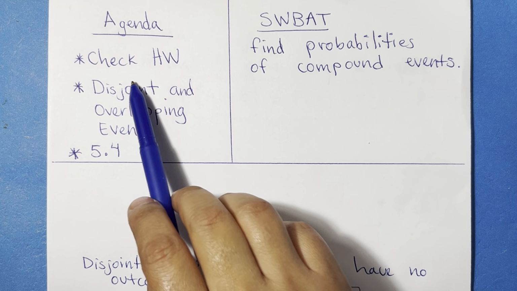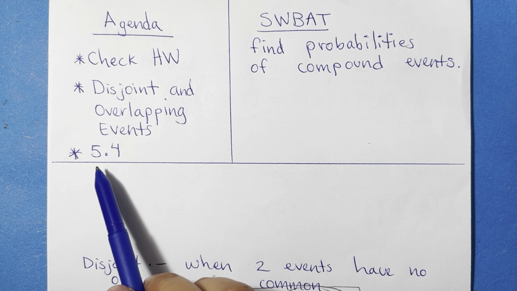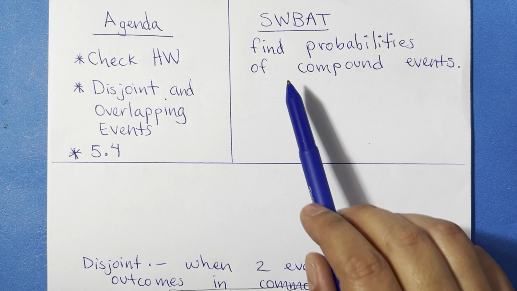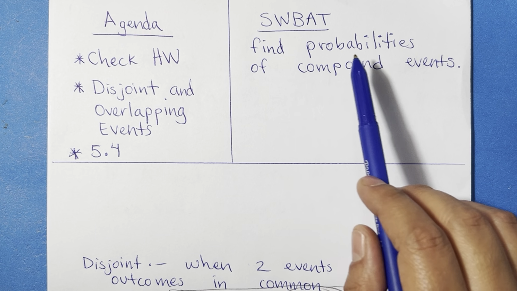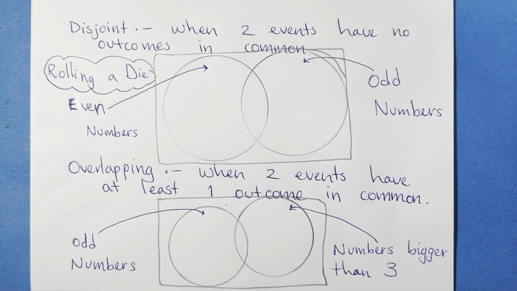Hello students, today's agenda is to check homework. We'll be learning about disjoint and overlapping events, and you will be able to do 5.4. Today students will be able to find probabilities of compound events. And so let's look at some vocabulary first.